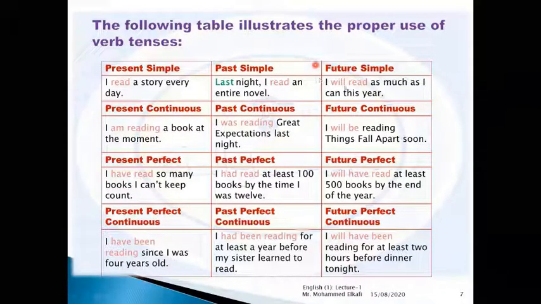What about future? The third type of tenses. In the future, we have the future simple. Historically we have will and shall plus the verb infinitive, the verb without any additional forms. In the modern form, all the pronouns plus apostrophe double L. So here we'll think of this form: I will read as much as I can this year.